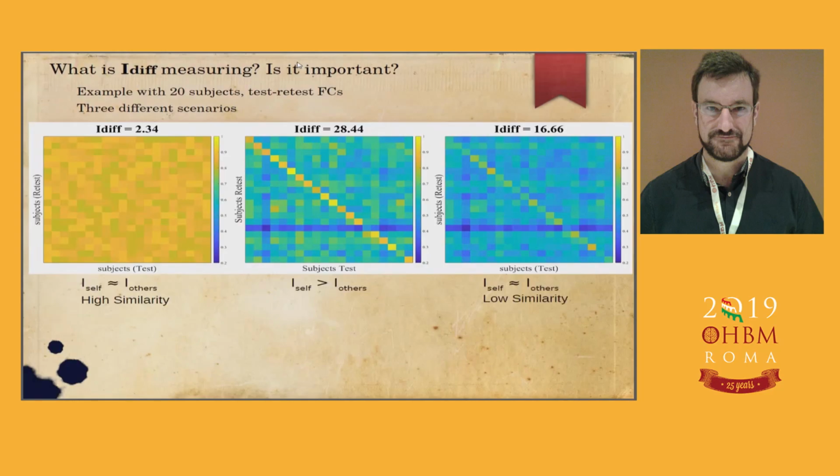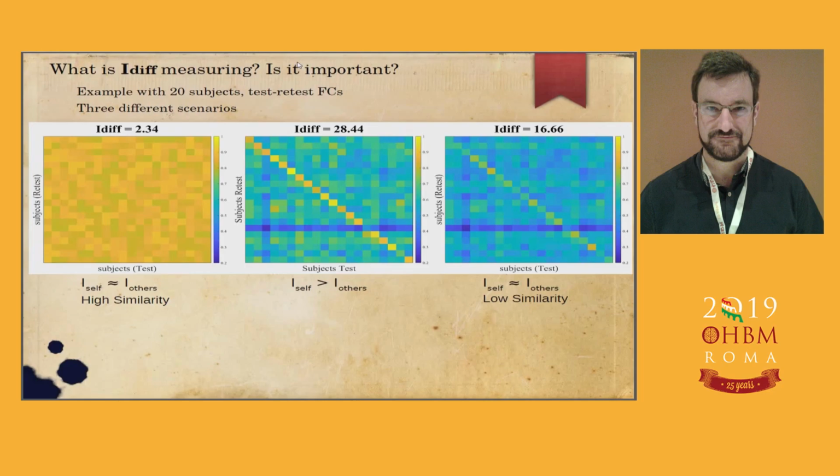Just to give you an example of 3 different scenarios where your data could be, and you want your data to be in the middle scenario here. Let's focus on the left. You got 2.34 points of differential identifiability. You don't see the main diagonal. There's nothing special about it. Actually, the problem here is that I self, the values on the main diagonal, and I others are very similar. It all looks the same, and you don't have any identifiability.